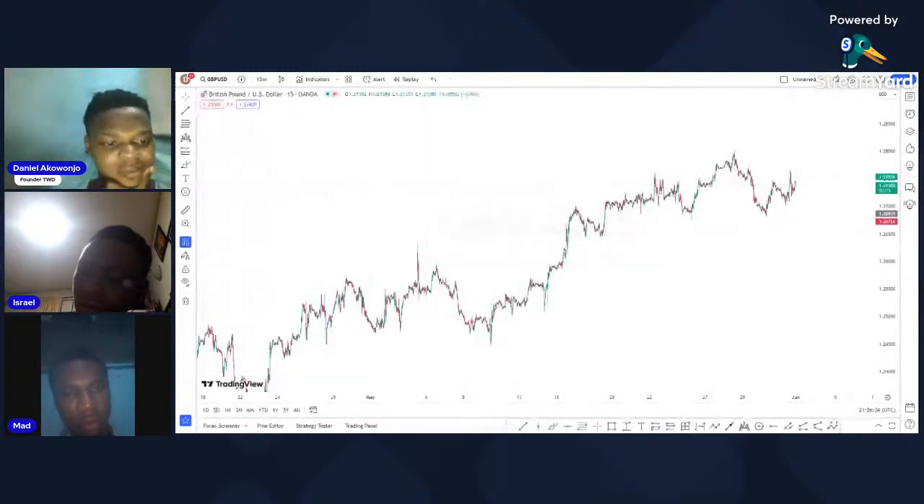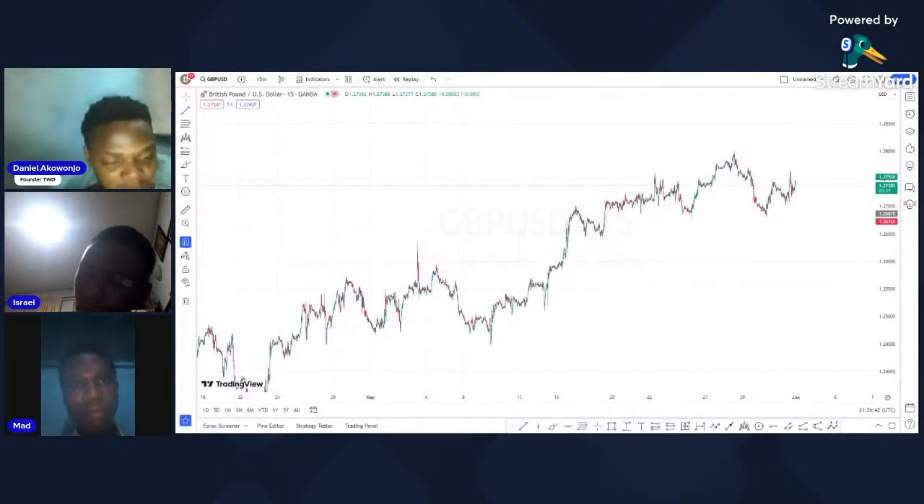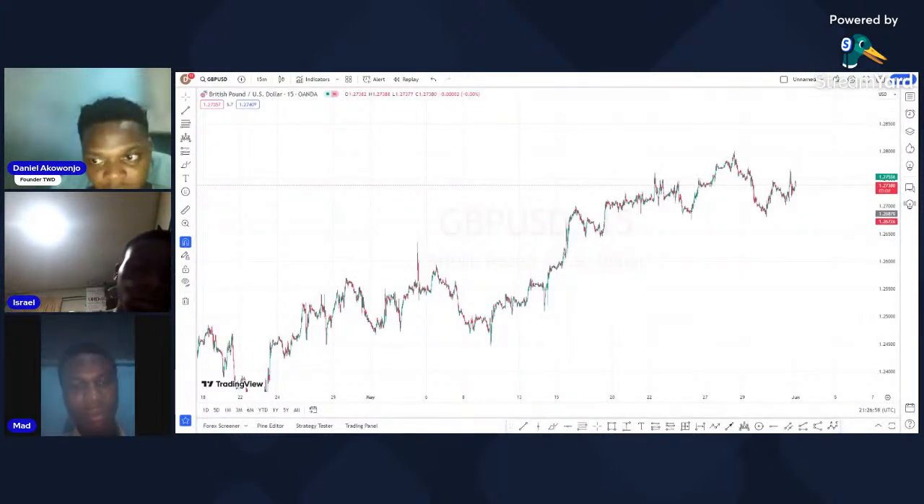So there are four basic types of technical analysis, which are trend analysis, chart patterns, technical indicators, and support and resistance. These are the four basics of technical analysis. So you have trend analysis, chart patterns, technical indicators, support and resistance. I hope that makes sense.